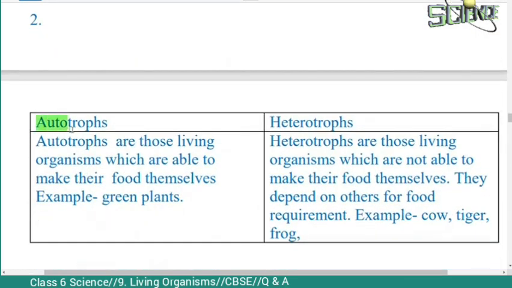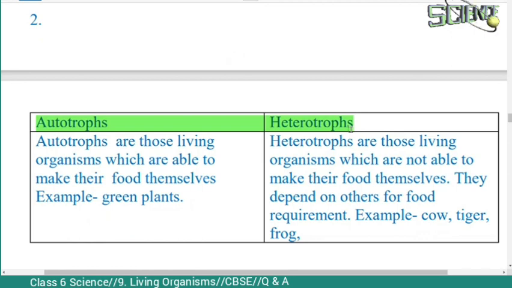Second difference, autotrophs and heterotrophs. Autotrophs are those living organisms which are able to make their food themselves, whereas heterotrophs are those living organisms which are not able to make their food themselves. They depend on others for food requirement. For example, cow, tiger, frog.